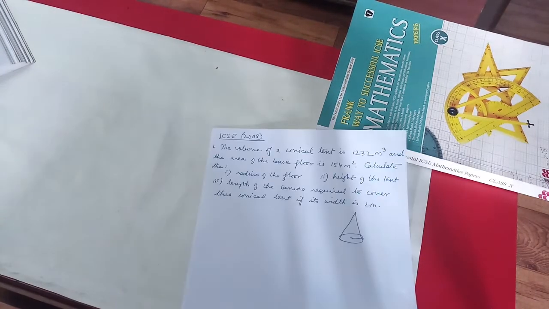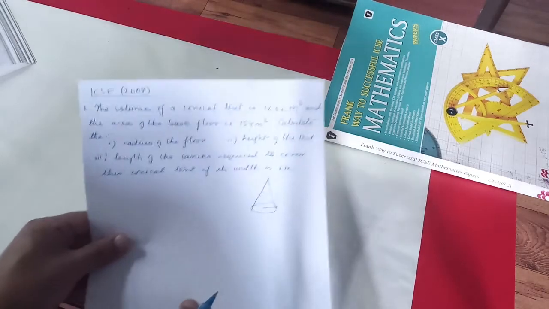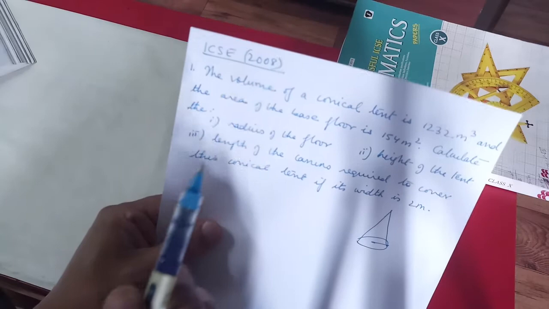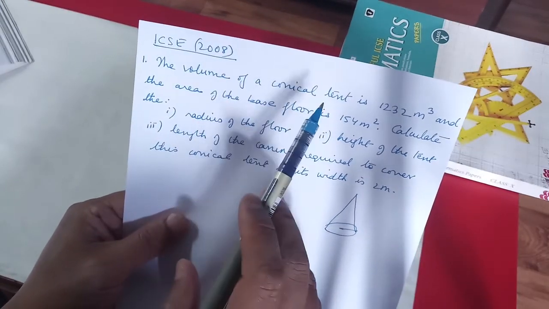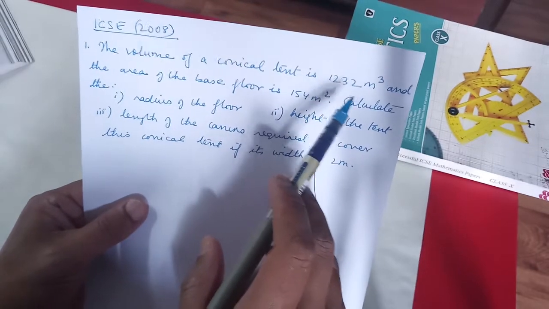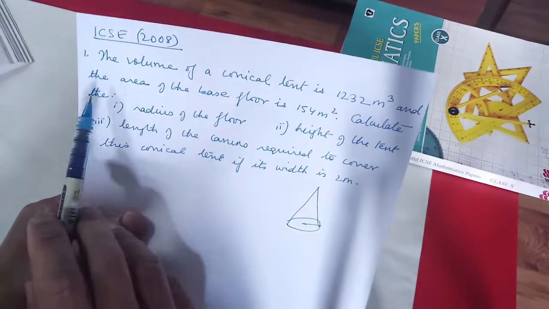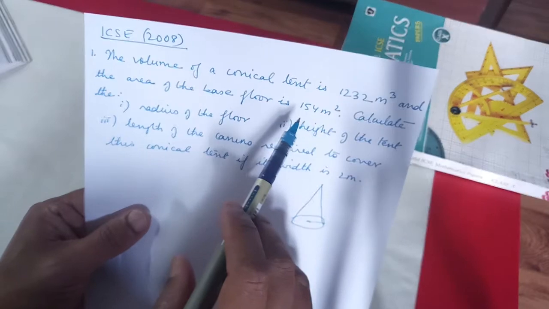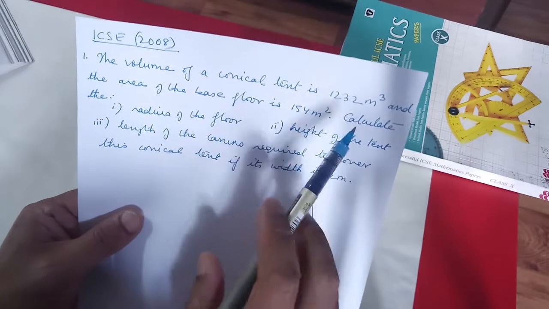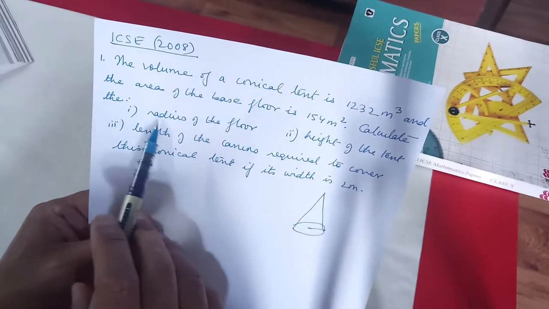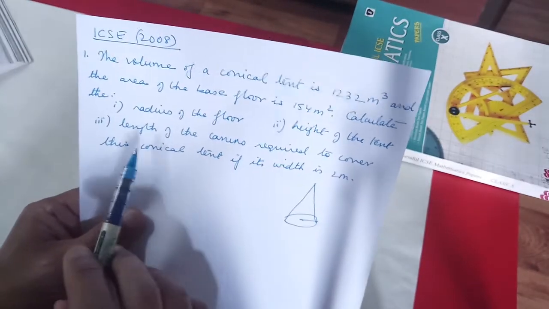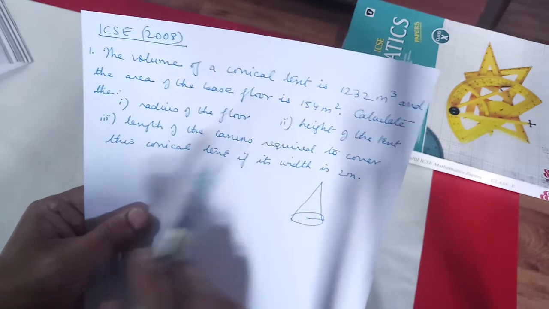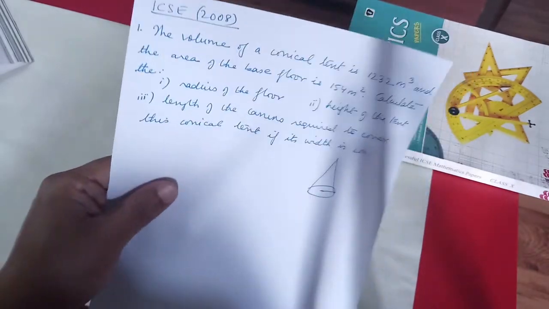I have already written one question for you here. If you read the question, it is like this. It has come in ICSE 2008. The volume of a conical tent is 1232 meter cube, and the area of the base floor is 154 meter square. Calculate, number one, the radius of the floor; the height of the tent; the length of the canvas required to cover this conical tent if its width is 2 meter.